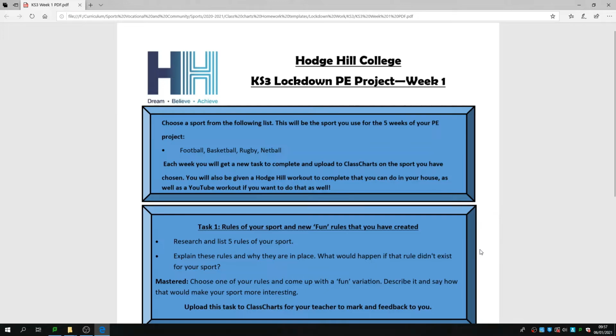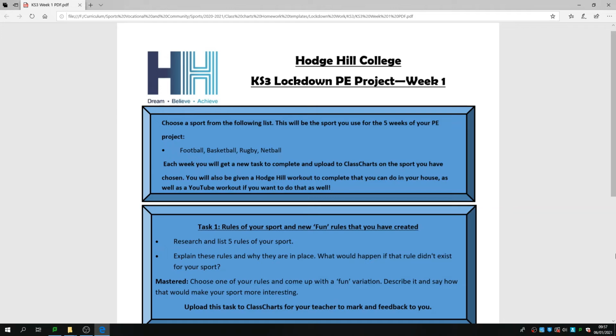So if I took netball and footwork for an example, that rule is in place so that people don't move when they have the ball. They are only allowed to take one step. They have to establish one foot on the ground, then that other foot can pivot around, and that means that nobody moves when they have the ball. And then have a little think about what would happen if that rule didn't exist for that sport.